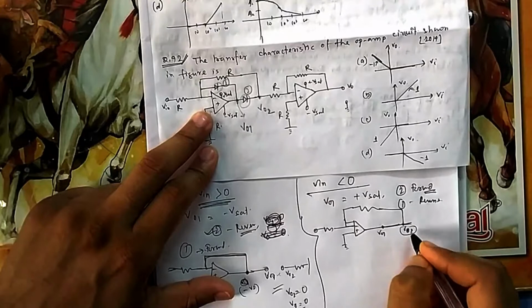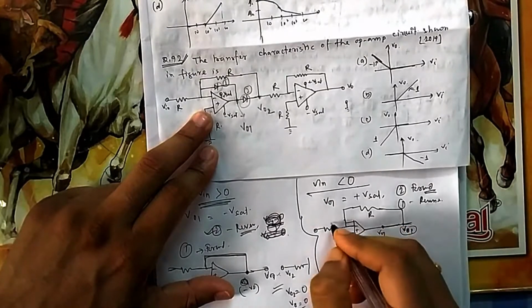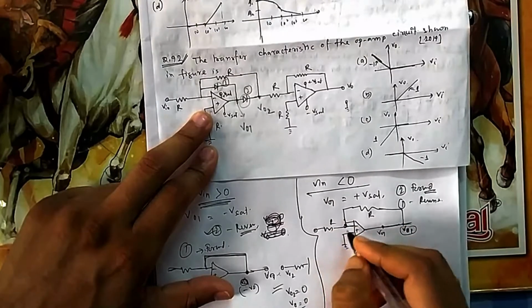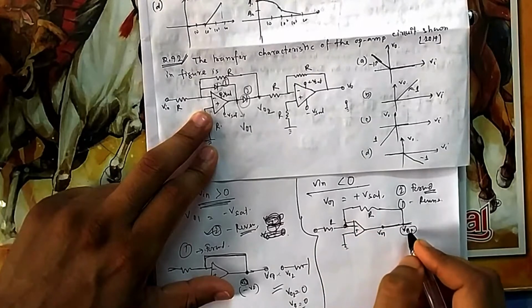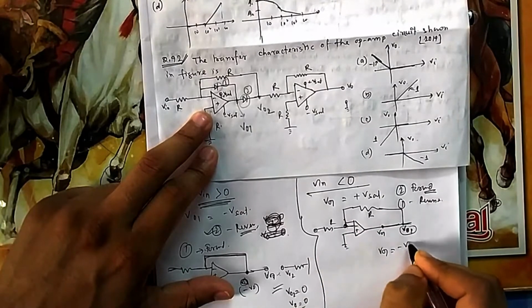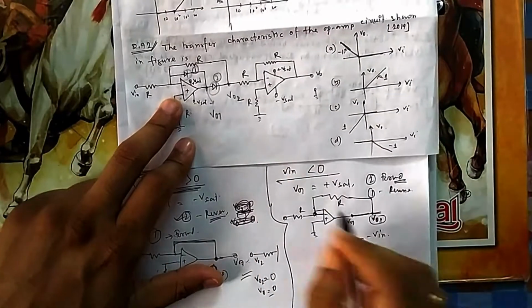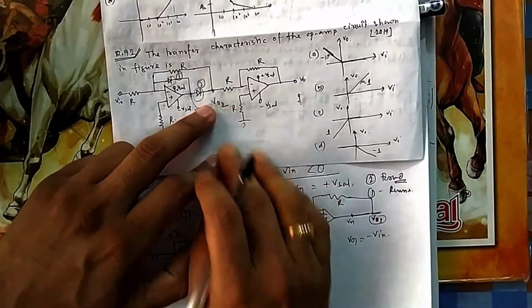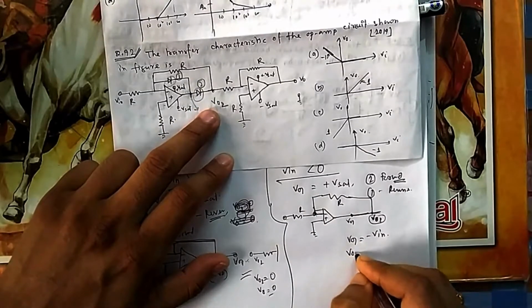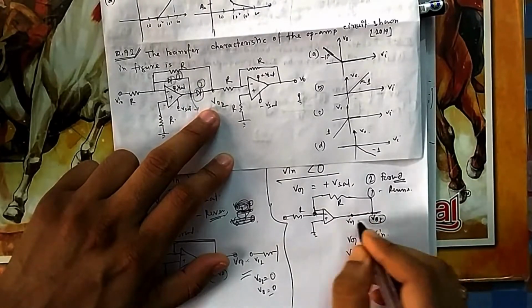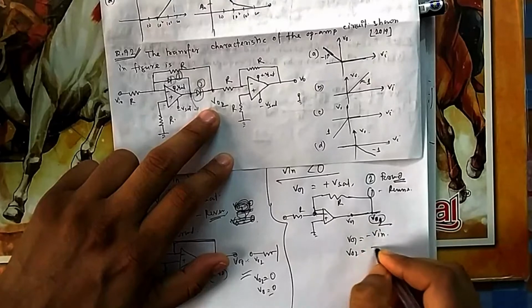Now what will be your V01? V01, you know, this is R, this is R. So if you take nodal here, 0 minus this, 0 minus this, V01 will simply be equal to minus V. And you see your V in is negative, it is minus V. So once you got V01 here, V02 will be also the same. V01, V02 both are shorted, so it will also be minus V.